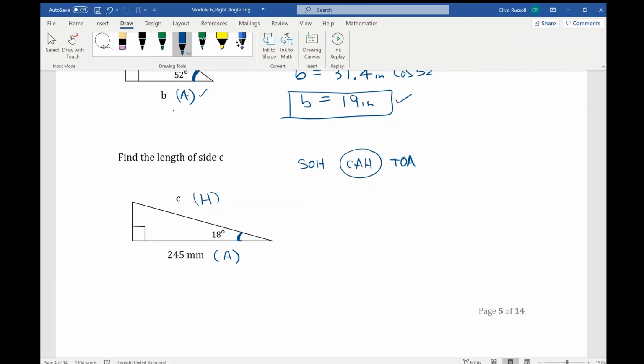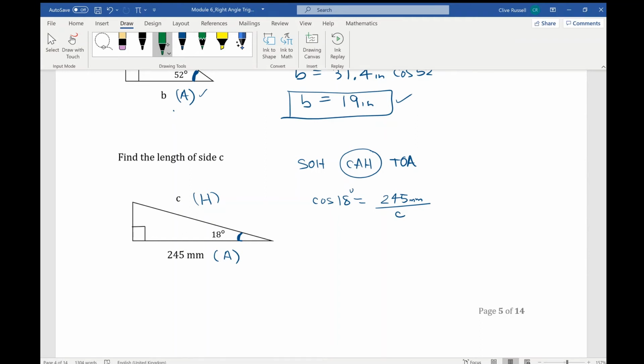So we set up our equation and say that the cosine of 18 degrees is the adjacent, which is 245 millimeters, over the hypotenuse, which is c. Now, this is a little bit different from the first two because now we have the variable in the denominator. I'm just going to be kind and remind you how this is done.